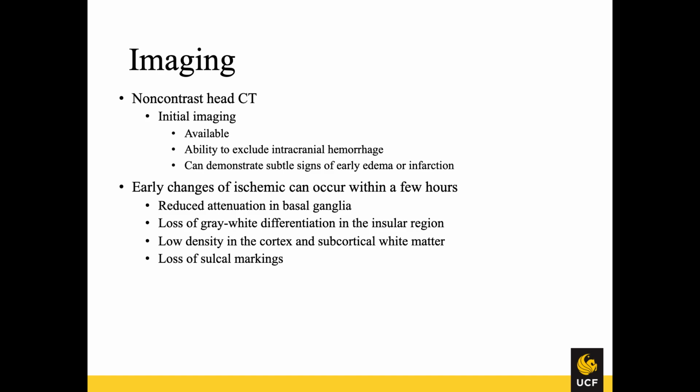Early changes of ischemia can also occur within a few hours, so you can have reduced attenuation in the basal ganglia show up on a non-contrast head CT, loss of gray-white differentiation in the insular region, low density in the cortex and subcortical white matter, and loss of sulcal markings, which can all indicate a thrombotic type of disorder.